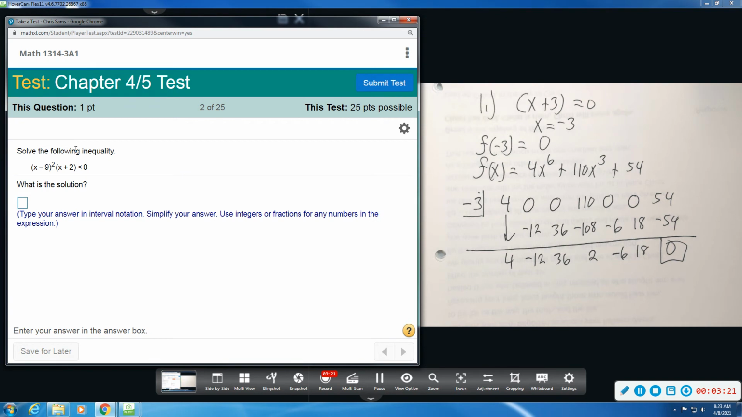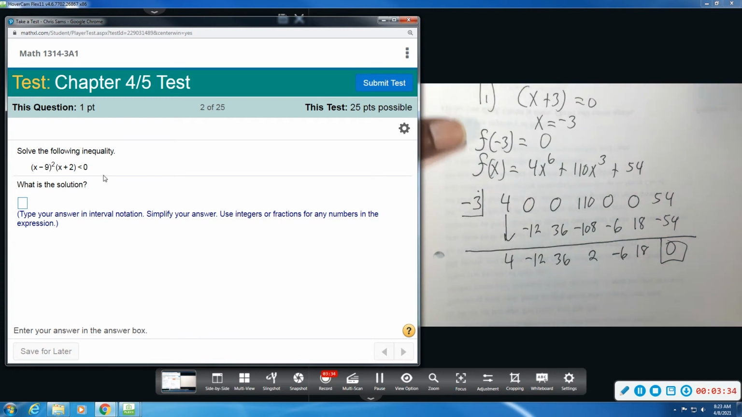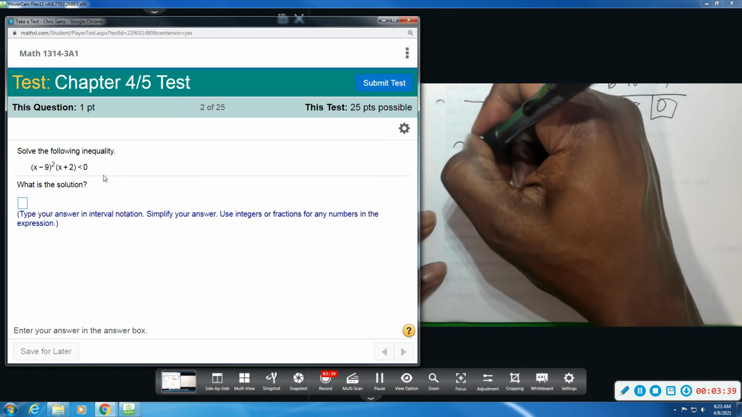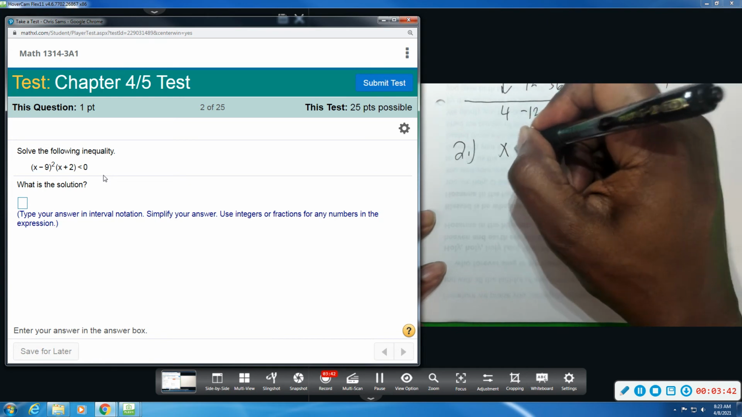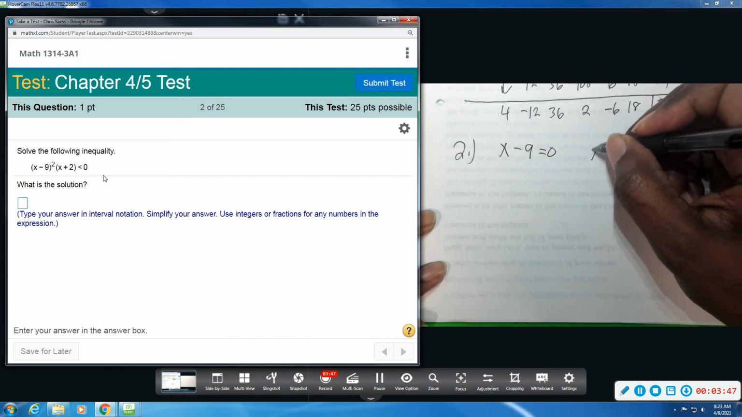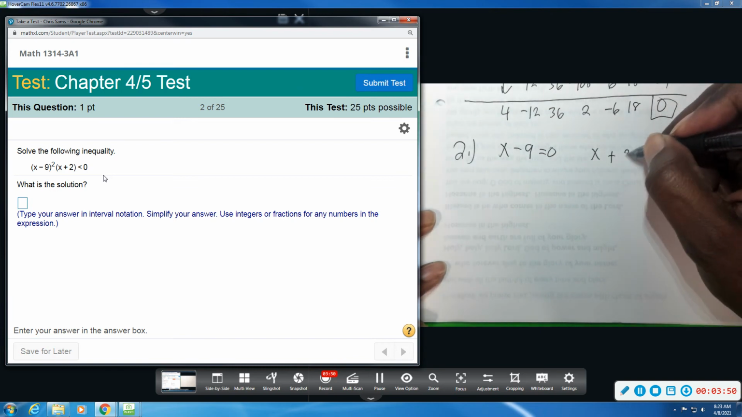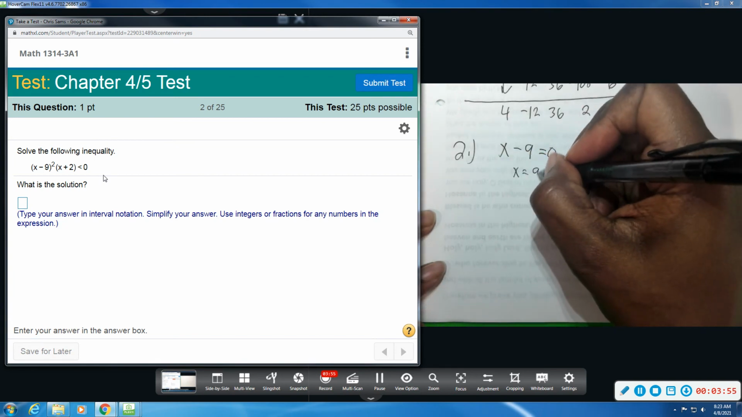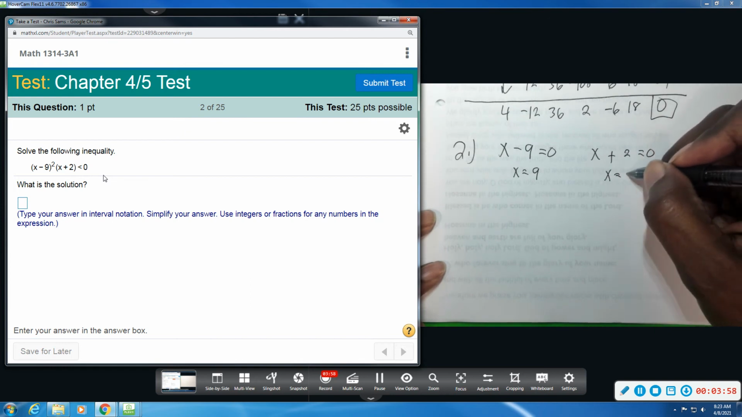Okay, number 2, this one wants us to solve the inequality. So we have x minus 9 squared and x plus 2, and that is less than 0. We want to find the values of x that will be less than 0. So what we do on this problem is we're going to find those critical values first by taking each of those linear factors, the x minus 9, set them equal to 0, and then the x plus 2, set it equal to 0. When we solve this, we get x equals 9, and then we get x equals negative 2.